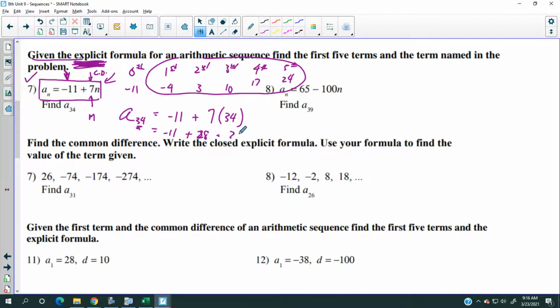What is it? 227. And that's it. Look how easy that was. We got our first 5 terms from this equation alone, and then we found out what the 34th term is. That's why this is useful. Okay, another number 7.